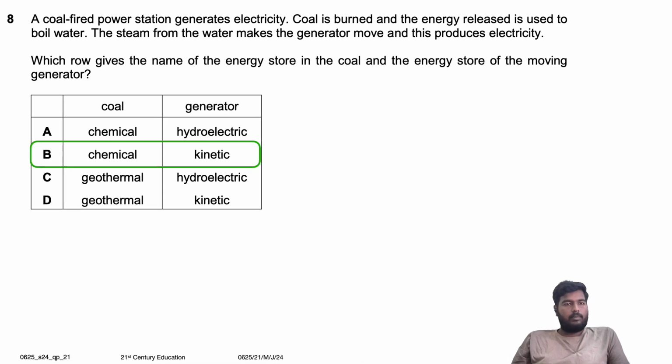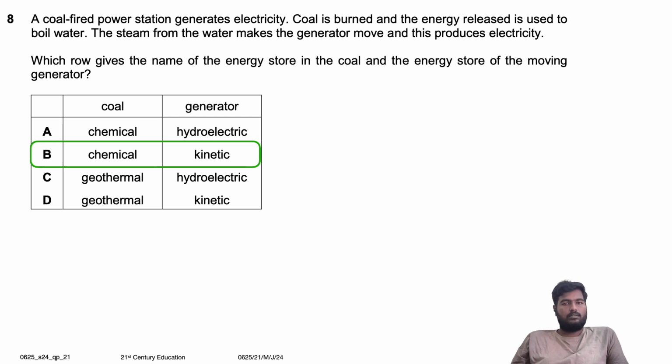A coal fire power station generates electricity. Coal is burned and the energy released is used to boil the water. The steam from the water makes the generator move and this produces electricity. Which row gives the name of the energy stored in the coal and the energy stored moving generator?